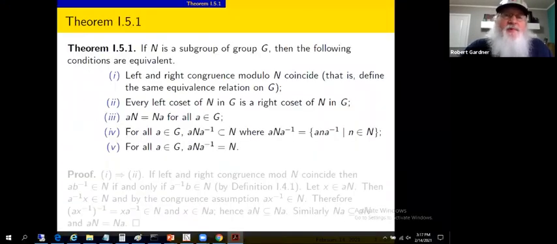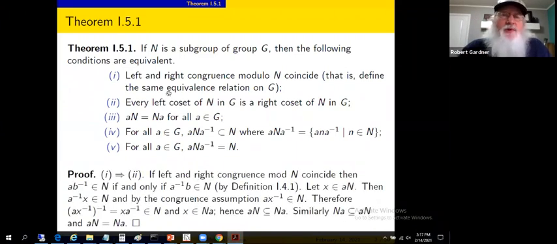All right, so theorem 1.5.1. Here we go. Let's show 1 implies 2. So we're going to show if left and right congruence coincide modulo N, then, secondly, every left coset of N in G is a right coset of N in G. Okay. If left and right congruence mod N coincide, then we've got a is left congruent to b, ab inverse, I think this is right congruent. ab inverse is an element of N. a is right congruent to b if and only if a inverse b is an element of N.